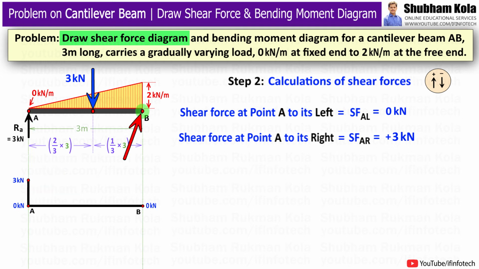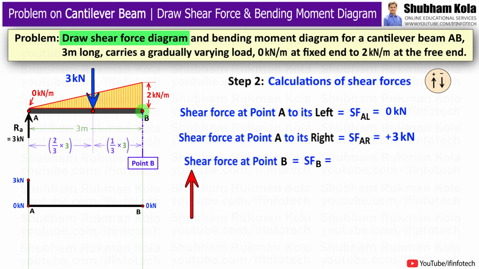Now point B is the end point of uniformly varying load. So I am taking section to point B and I will calculate the shear force at point B, that is SF at point B.